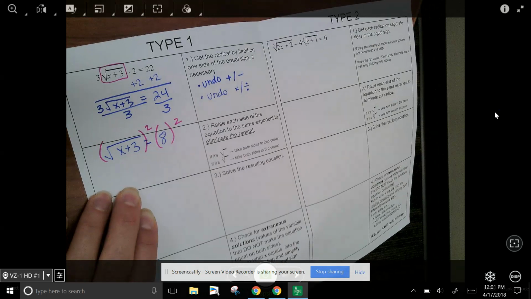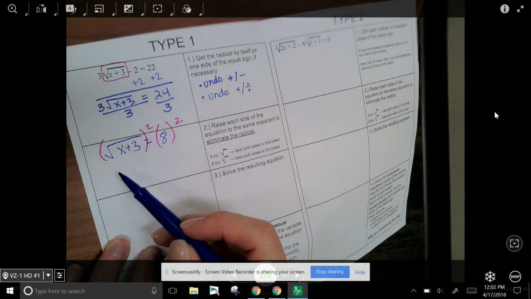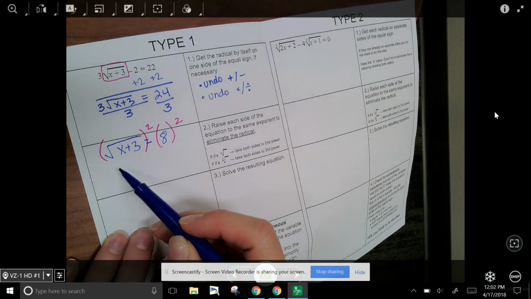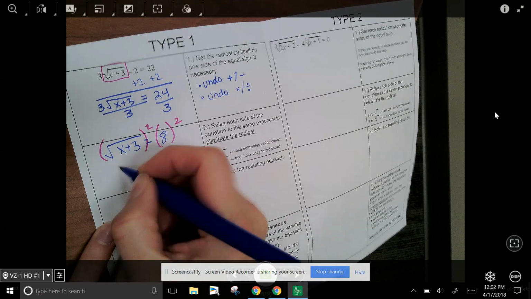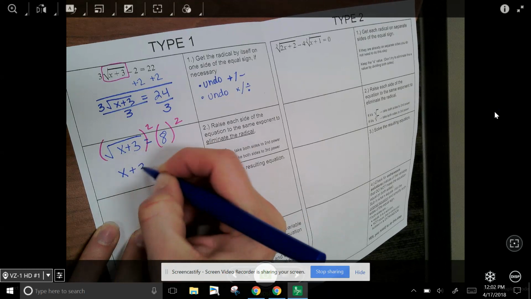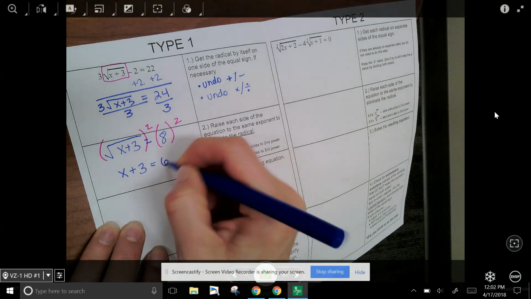When I do this, there's nothing to put in the calculator on the left side. All it does is make the square root go away. Because squaring and square roots are opposite, it just undoes the square root, and I'm left with x plus 3. On the right side, I have 8 squared. I can really put that in my calculator, and I get 64.